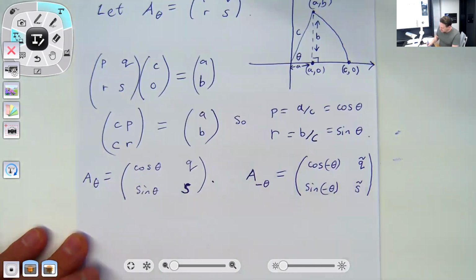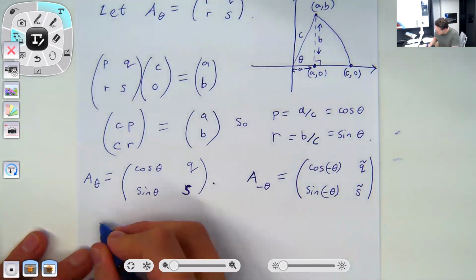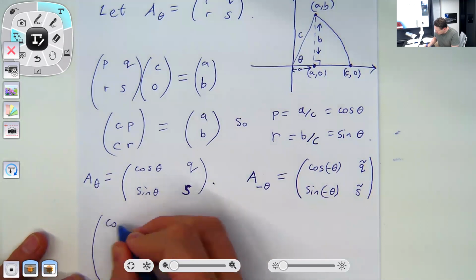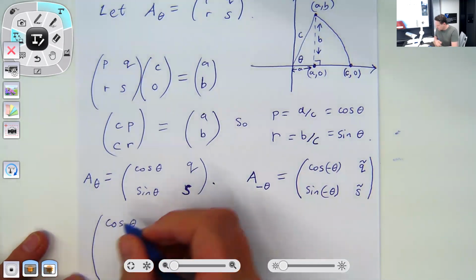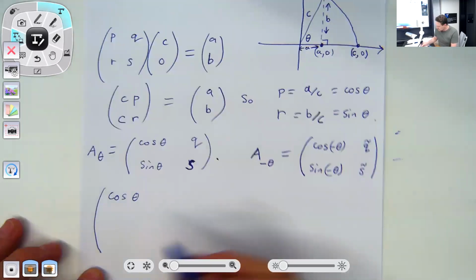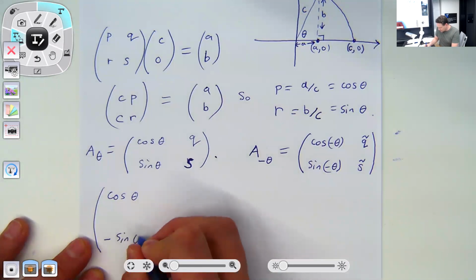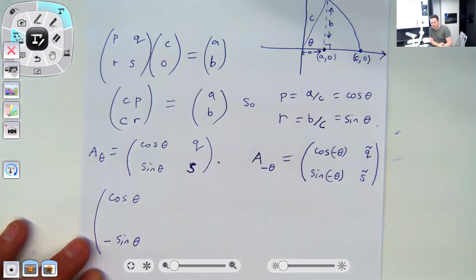Okay, so let's see. What we have here then is A minus theta, and I'll just copy it out. But notice that cos of minus theta is just cos of theta, so write cos of theta there. And down here, sine of minus theta is minus sine of theta, because sine of theta is an odd function.